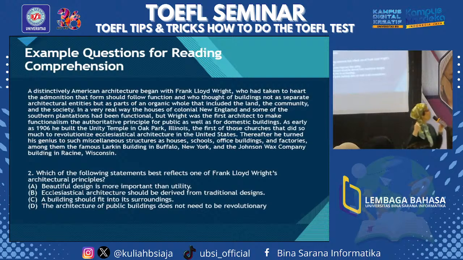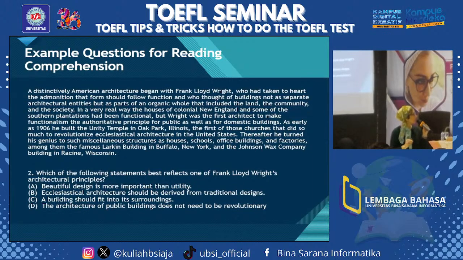Where do you see it, up at the top? Who had taken to heart the admonition that form should follow function, and who thought of buildings not as separate architectural entities, but as parts of an organic whole that included the land, the community, and the society. Okay, so land, community, society, they all fit together in his principle. Which one do you think fits?